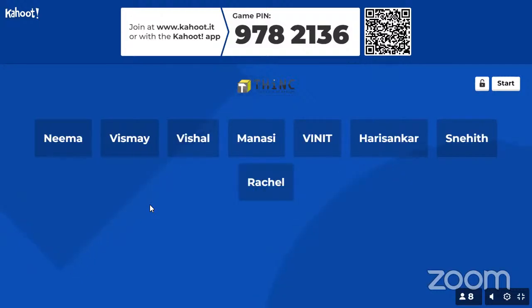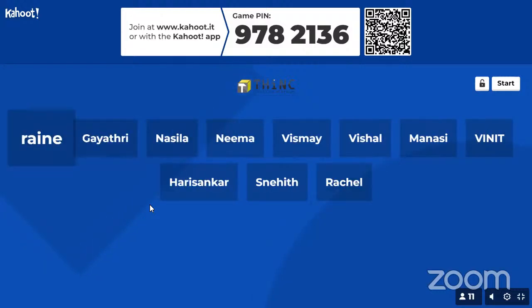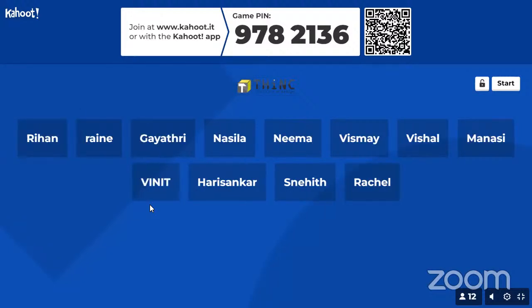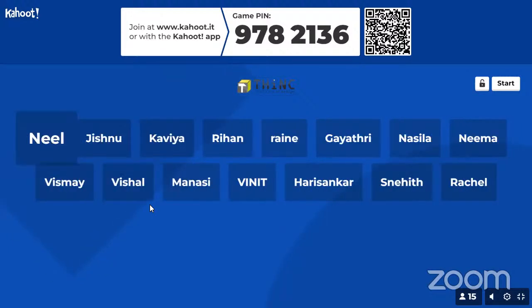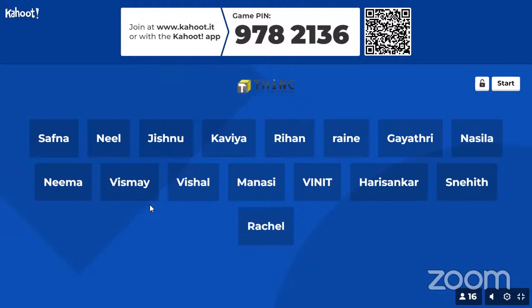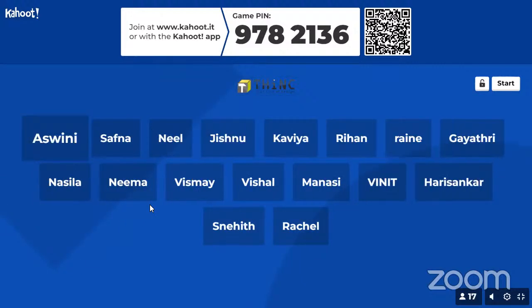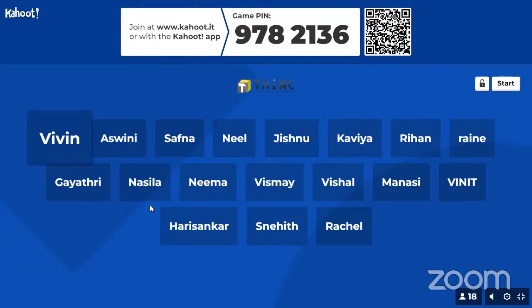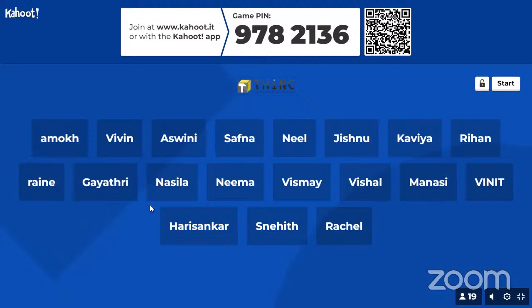In order to play this game, you need the Kahoot app, or you can log in with the Kahoot.it website. There should be a game pin. You can right now see on the top of the screen a game pin for this particular demo quiz. Initially we will play the demo quiz, and only after that we will move on to the main quiz. First it will be a demo quiz in which you will learn how to play the game.